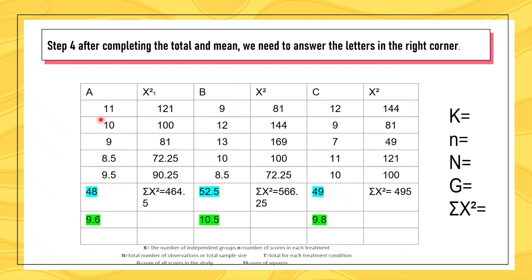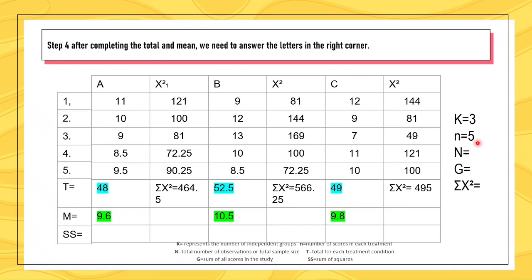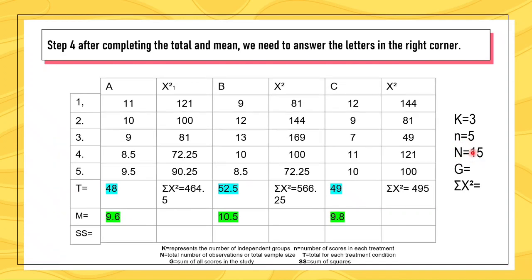So after completing the total and mean, we need to answer the letters in the right corner here, and their meaning is below the table. So let's start from this. Our k is 3. Why? Because it refers to each group A, B, and C. So our n is 5, which is the sample, and our big N, which is the population, is 15. It refers to those who participate in our study.